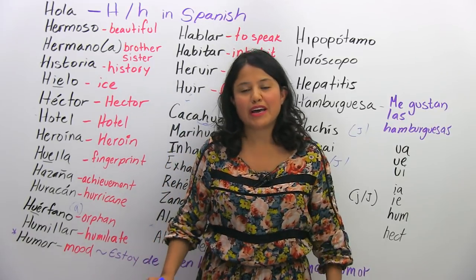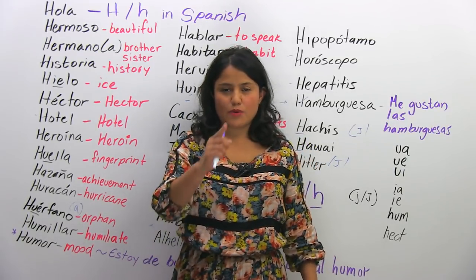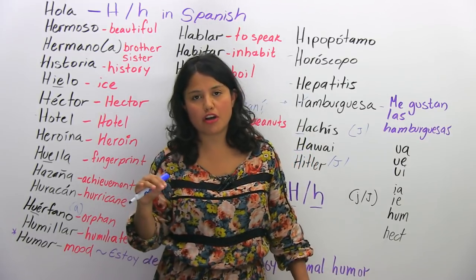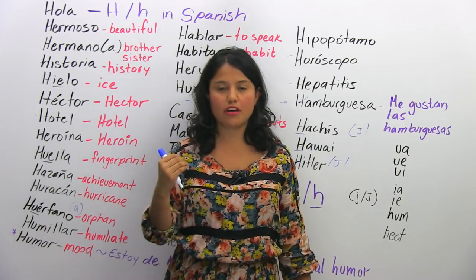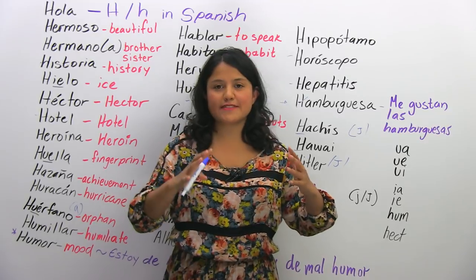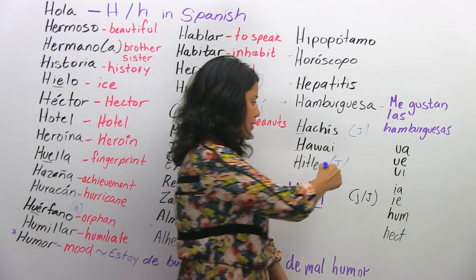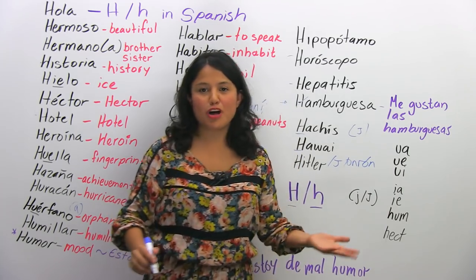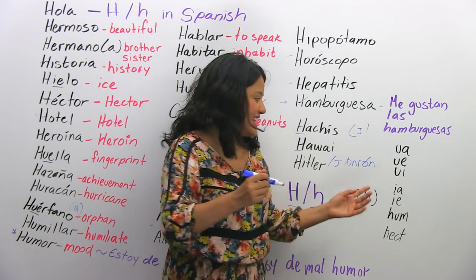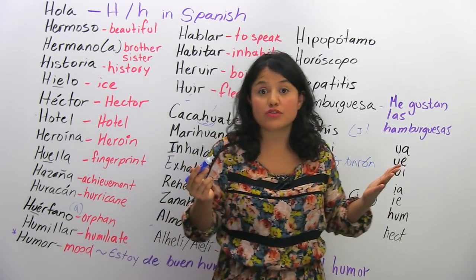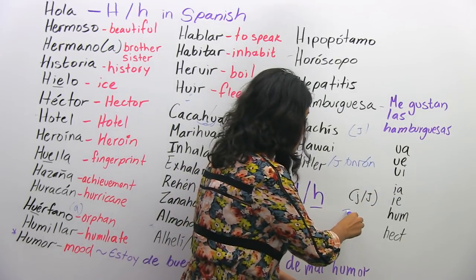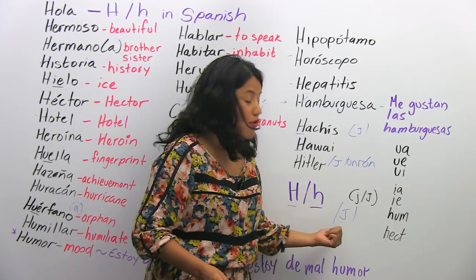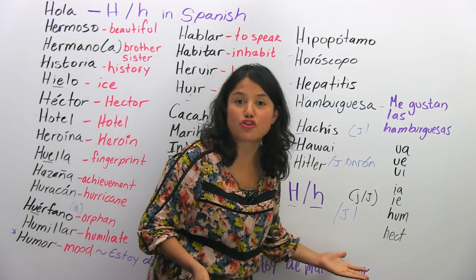Now, I'll give you one that I didn't write because it's not very related: home run, right? Like the baseball thing, home run. It transferred as jonrón with a J, jonrón. Why? Well, because, as I said, the H in English has a sound that is more equivalent to the J in Spanish. So home run became jonrón.